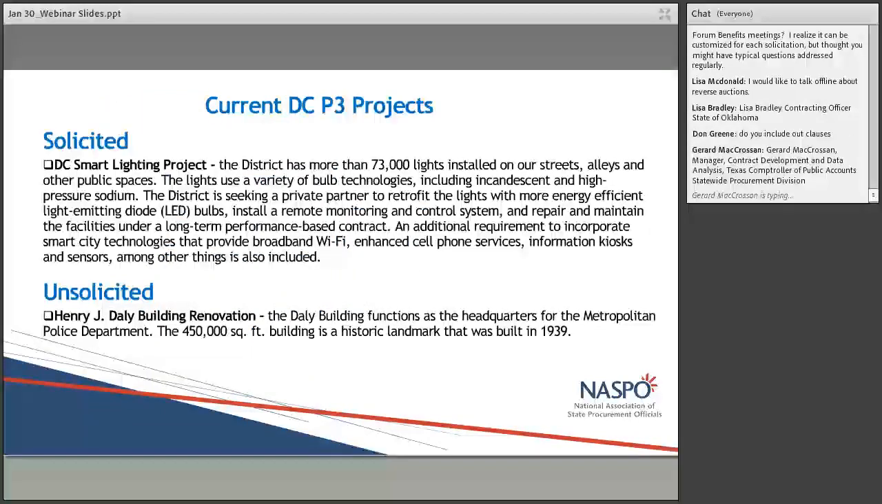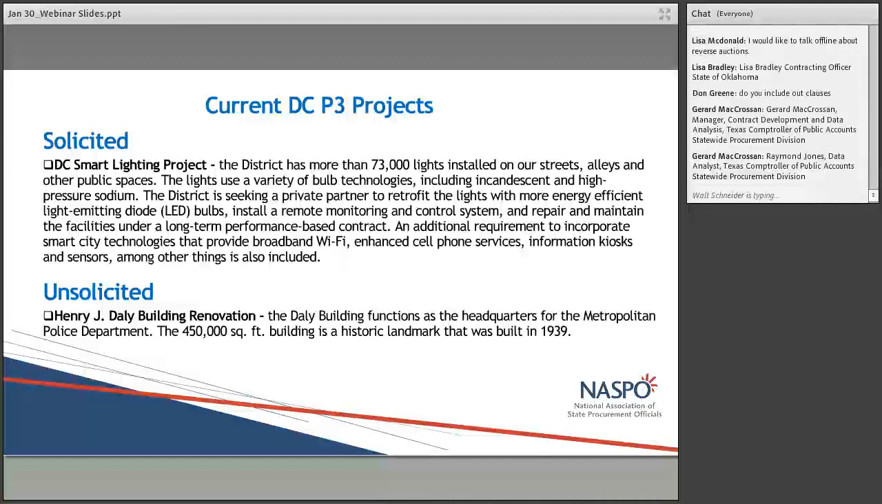Currently, we have two projects pending right now in the district, and it just happens that it's one of each. We have the DC Smart Lighting Project, which is a solicited P3, where we in the district defined the requirement and went out and had an RFI and issued an RFQ, and we are currently in the process of evaluating to shortlist to a group of consortiums to receive our RFP to move forward.